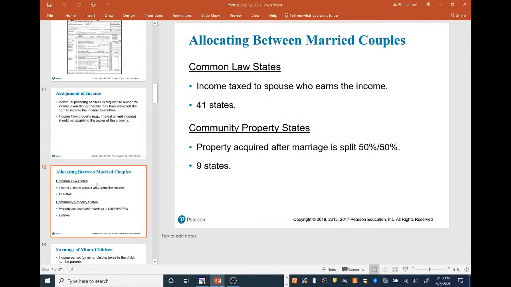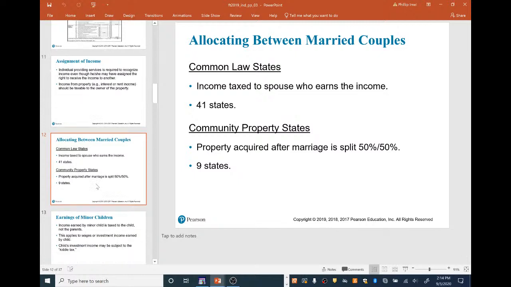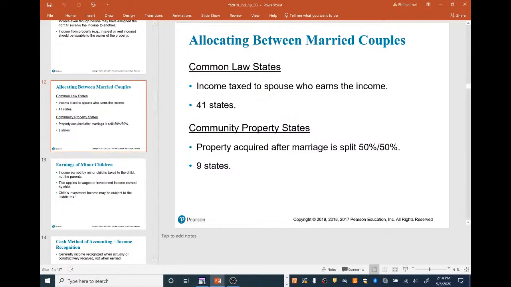Okay, allocation of income between married persons is important only if separate returns are to be filed. So if you're filing jointly, it's not a concern. All income of the spouses is included on a joint return. So that's pretty much the basics of the allocation between married couples. The main thing with this is to know the difference between the common law states and the community property states.